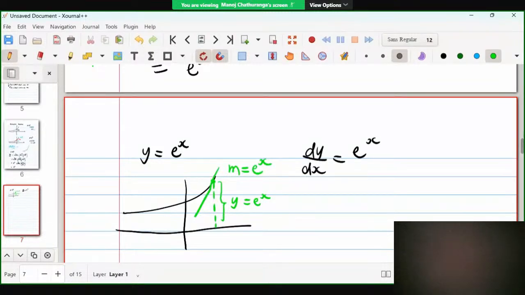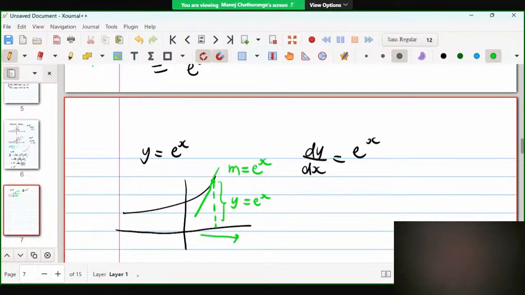So that means as you move forward along the x-axis, the y coordinate increases, and at the same time, the slope of the tangent lines increases. So tangent lines become very steep. So the slope becomes very large very quickly. So the function increases very quickly. So it has this really interesting property. This is the only function with this property.